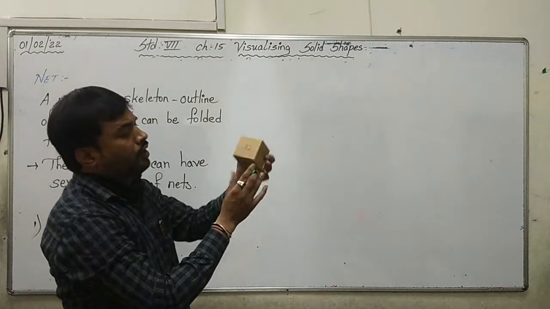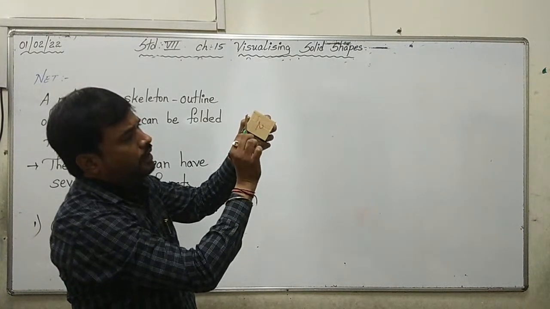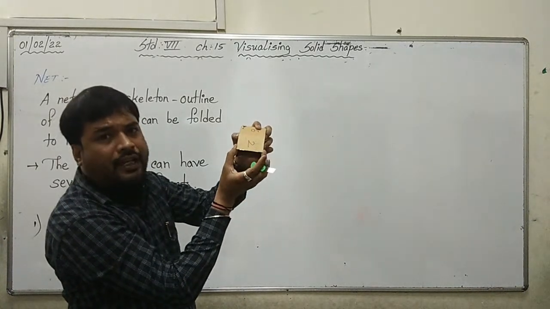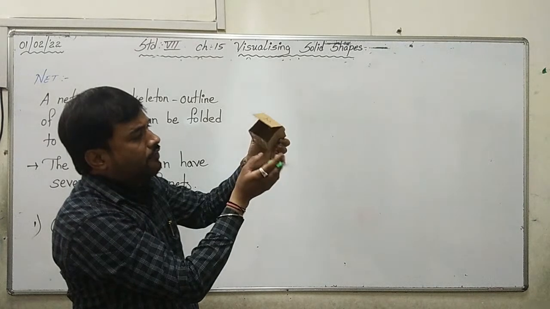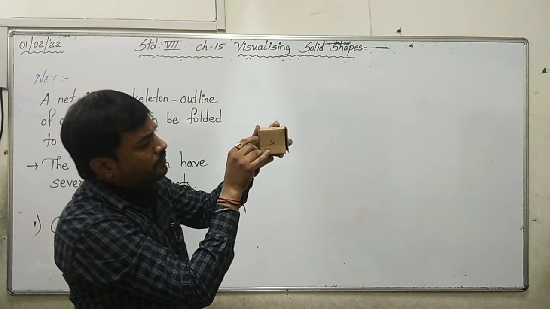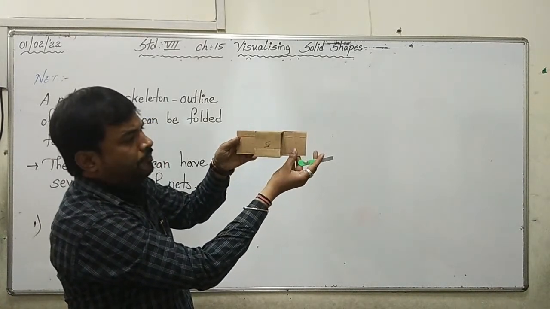If I cut from here, I can open this part and you can see that it is in the form of a square. Similarly, again I am going to open this part. So again you can see it is in the form of a square.